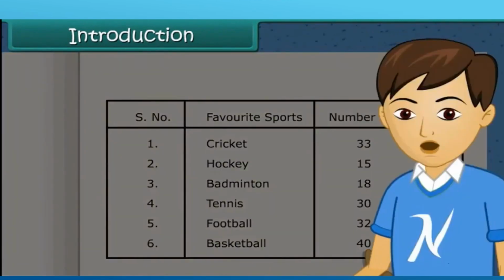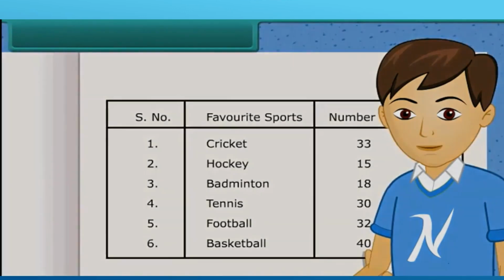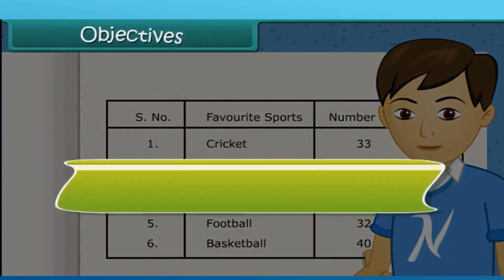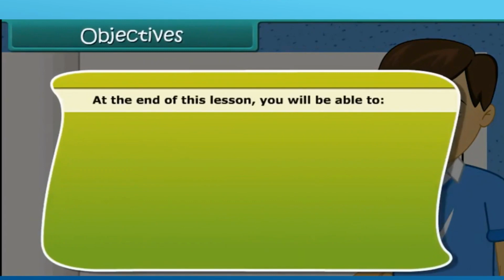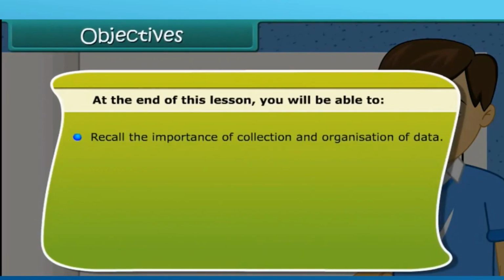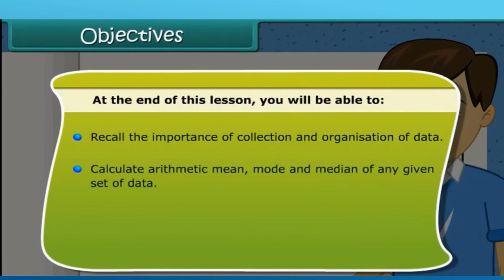Children, you see, collecting data is a very important task. We can arrange data in different forms and get some useful information out of it. So, in this lesson, we shall learn about data handling. Objectives. At the end of this lesson, you'll be able to recall the importance of collection and organization of data, calculate arithmetic mean, mode, and median of any given set of data, determine range of a set of data.